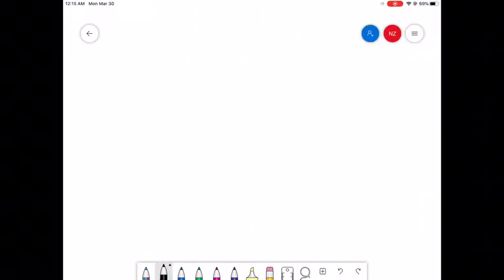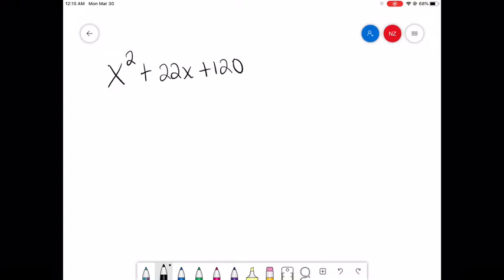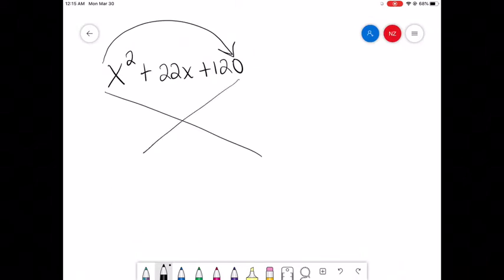Alright, let's see how you did. So in number 1, we have x squared plus 22x plus 120. If you remember from my previous video, I taught you the umbrella method on factoring polynomials. In order to do that, I need to connect a to c and drop down b. A times c is going to be 120 because this is a 1 right here. 1 times 120 is 120.